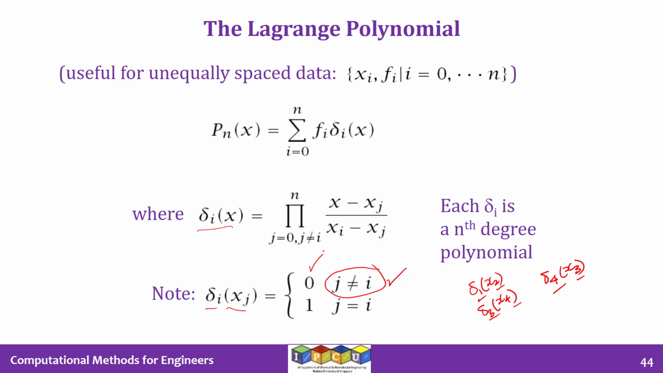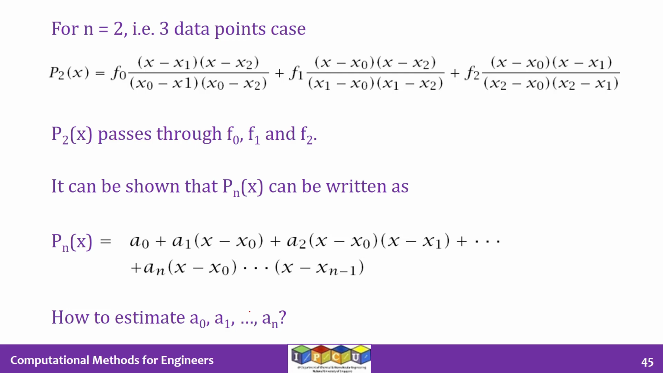But let's look at a condition where i is equal to j. That means we are talking about delta 1 evaluated at x1, or delta 2 polynomial evaluated at x2, and so on. Here i is equal to j. So when i is equal to j, x can be replaced by xi. So xi minus xj divided by xi minus xj will give you 1. So this delta i evaluated at xj equals 0 when j is not equal to i, and it is equal to 1 when j becomes equal to i. So this is something like the Kronecker delta function, which is alive at only one point and it is 0 at all other points.